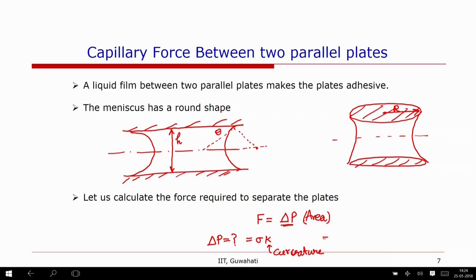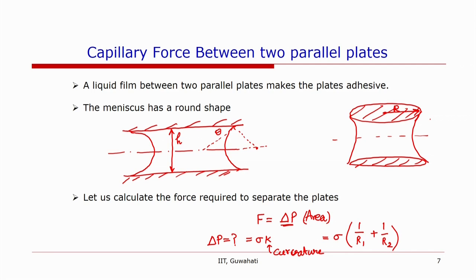We can further write this as sigma times 1 over R1 plus 1 over R2, as curvature is 1 over radius of curvature, and the curvature of a surface is the sum of the two principal curvatures. So for this surface, one principal curvature is this one, and the other one is this. One radius is about R, so we will take this as R. Now R1 is equal to R. What remains to be known is what is R2.